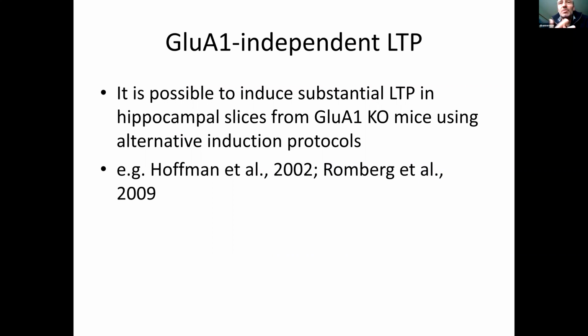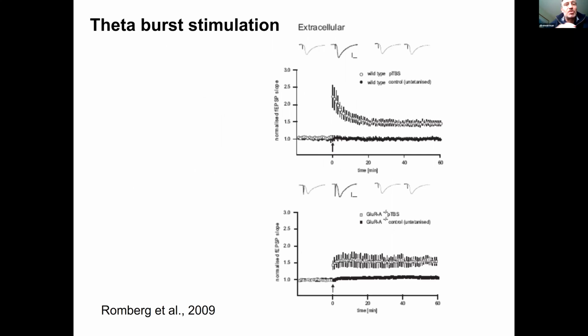But actually, it's possible to induce quite substantial levels of LTP in the GluA1 knockouts if you use a different kind of induction protocol. So this is a study from Carola Romberg. Some of you might remember Carola. She worked with Tim and Lisa as a postdoc in Cambridge a few years back. But in her previous life, before she came to Cambridge, she did a PhD with Ole Paulsen when Ole was in Oxford. And Carola looked at LTP in wild type and GluA1 knockouts, but using theta burst stimulation. So it's a different kind of induction protocol for inducing LTP. And what you can see at the trace at the bottom is that there is now substantial LTP in the GluA1 knockouts when you use a different kind of induction protocol.